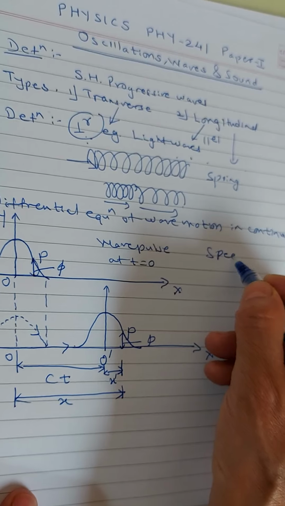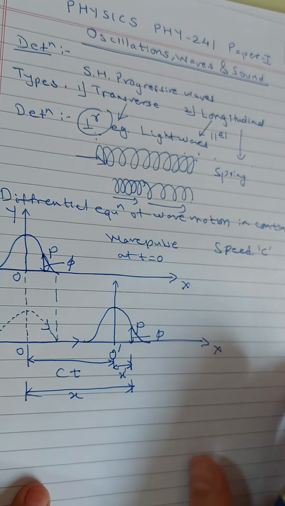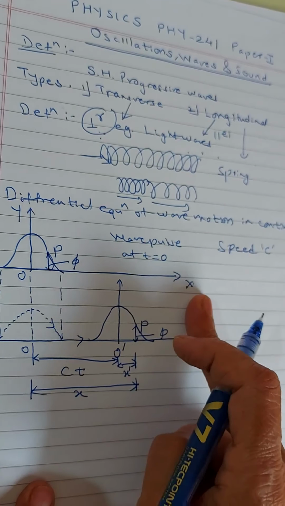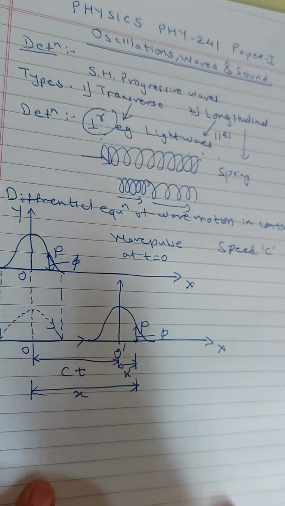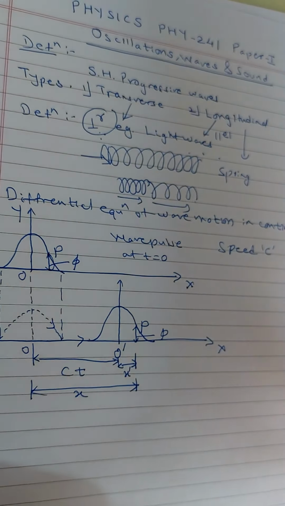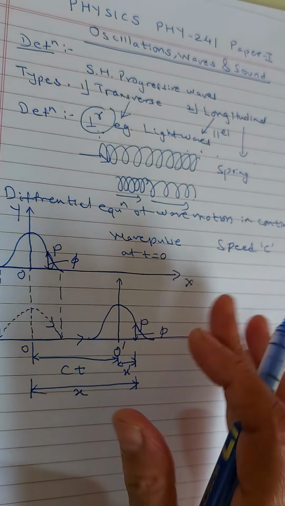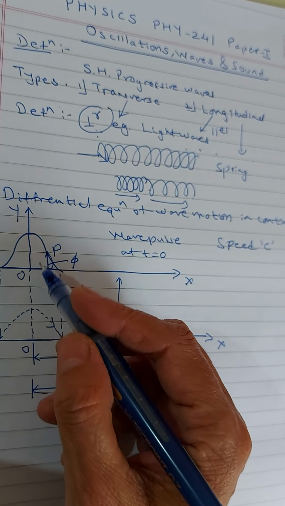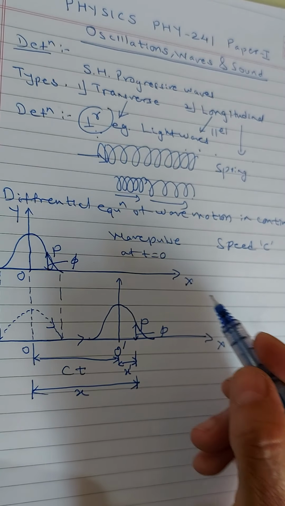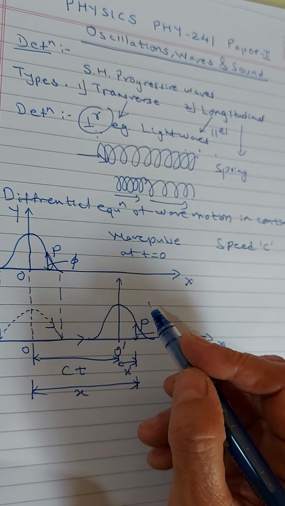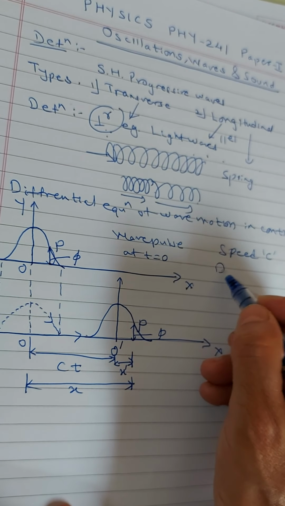So my speed is c with which the pulse is traveling. It's traveling only along the x-axis, perfect. Then during the motion of the pulse, the particles of the medium vibrate about their mean positions, correct? So let the displacement of the particle be phi, as I mentioned. This is my displacement.